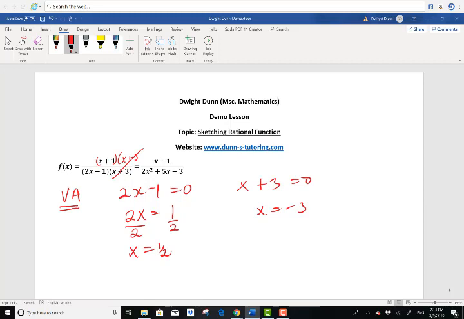So the hole in the graph is identified by common factors in the top and the bottom, while the vertical asymptotes are identified by simply setting the bottom equal to 0, and they don't factor into the top and the bottom. All right. So that's our vertical asymptote. We're going to call this step 1, and we're going to break these down now into different steps.